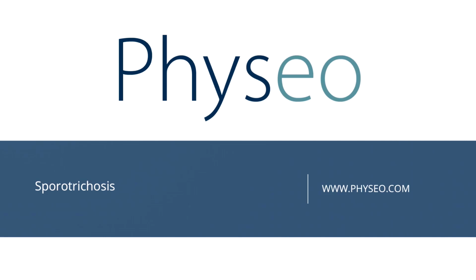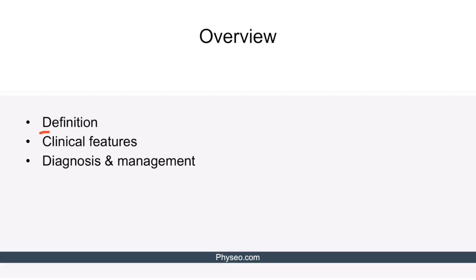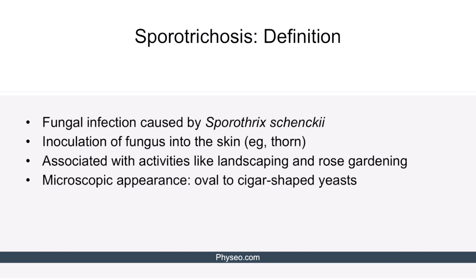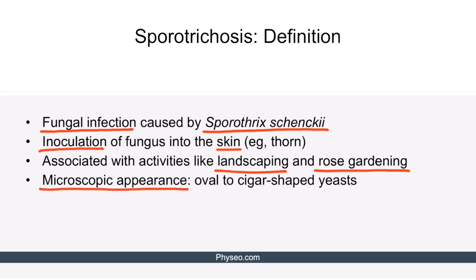Let's get started. We're going to discuss definition, clinical features, diagnosis, and management of sporotrichosis. Sporotrichosis is a fungal infection caused by Sporothrix schenckii. It is transmitted through inoculation of fungus into the skin, for example, via a thorn. Sporothrix is associated with activities like landscaping and rose gardening. Under the microscope, Sporothrix appears as oval to cigar-shaped yeasts.